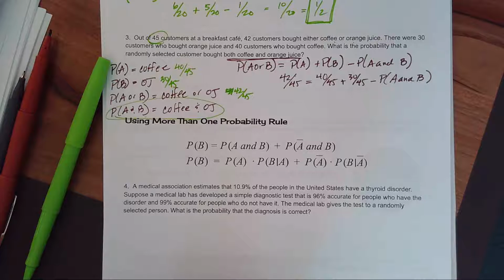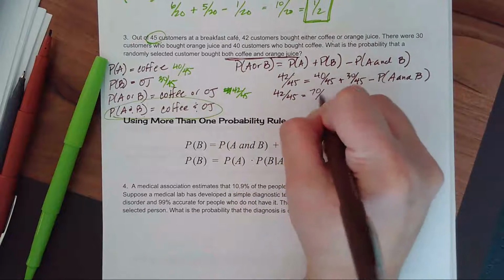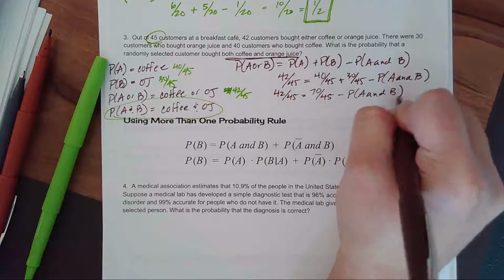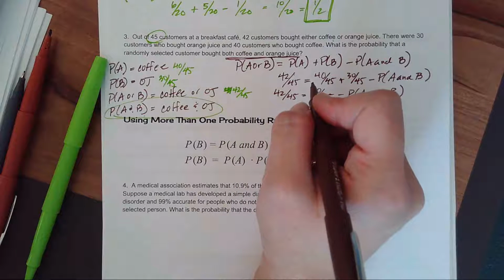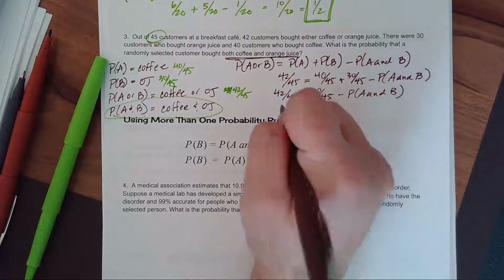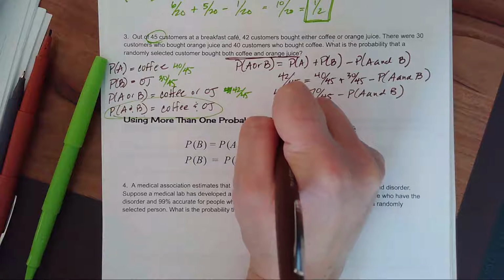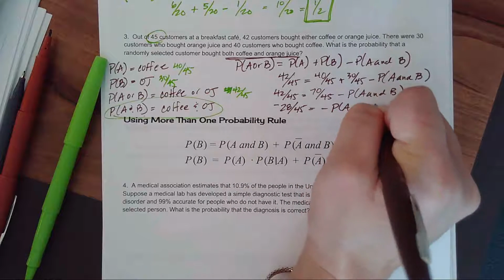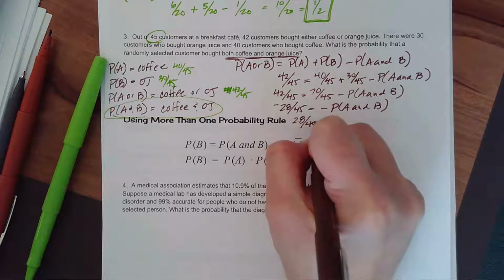All right, so I'm going to go ahead and solve this like a normal algebra equation. I'm going to combine some like terms and add those together. Think of this as an x, right? You're just solving for x, except we're solving for a probability. So let's subtract both sides. So I get negative 28. And then I'm going to divide both sides by negative, because it doesn't really make sense to have a negative probability.